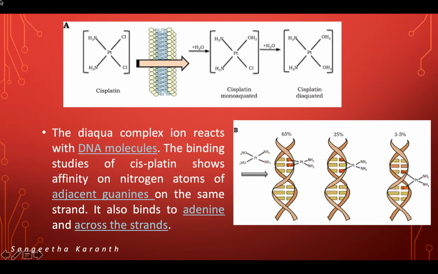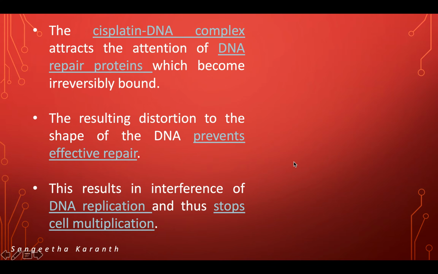Usually the preference is for the condition where it is coordinated with two adjacent guanines belonging to the same strand, accounting for around 65% of cases. Next, in 25% of cases it will coordinate with guanine and adenine, whereas in the remaining very small percentage of cases it will coordinate with two guanine ligands of different strands. So coordination takes place like this, by the removal of aqua ligands and coordination with the nitrogen atoms of these guanine or adenine residues.